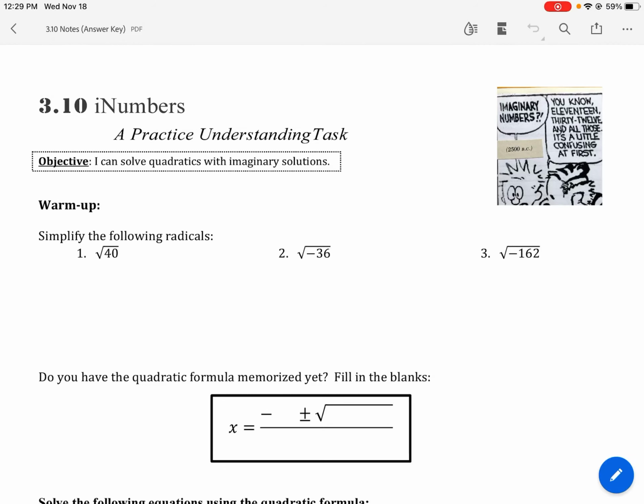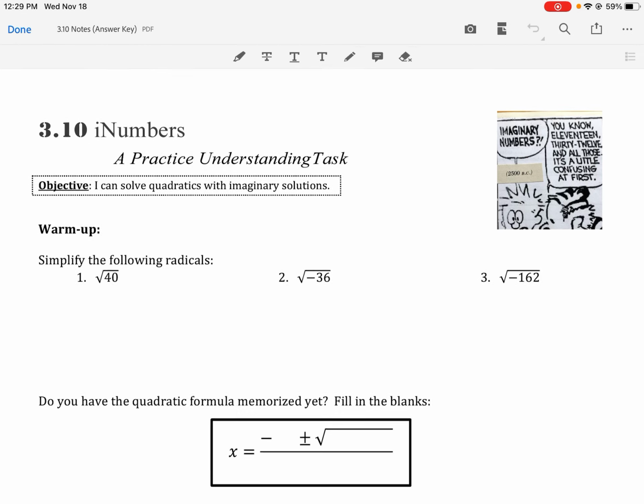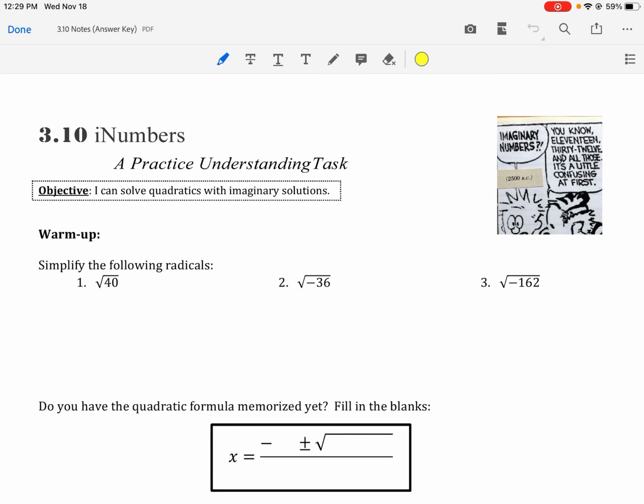Okay, today we're going to be looking at solving quadratics with imaginary solutions. So we're going to use most of the quadratic formula, which we've seen before, because these ones cannot be factored, since they do have these imaginary solutions for the most part. Okay, to warm us up today, we're going to simplify some radicals.